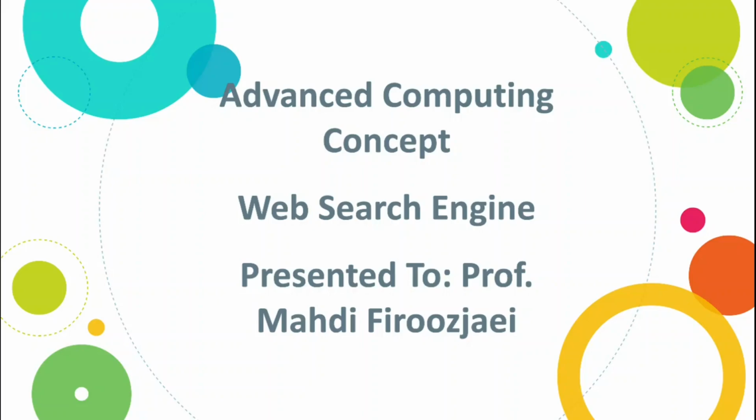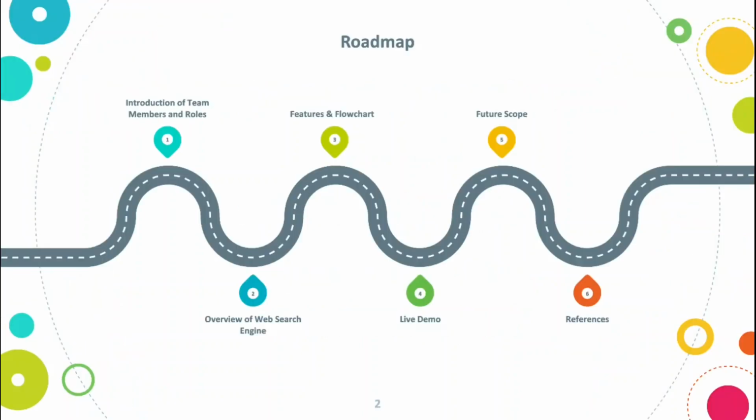So let's begin. So this is the roadmap of the project. Firstly, we will start with the introduction of the team members, followed by the overview of the web search engine, flow chart, and the features. Then the brief demo of our project, future scope, and the references that we have used to develop the project.